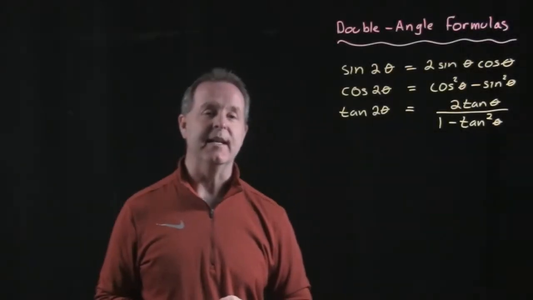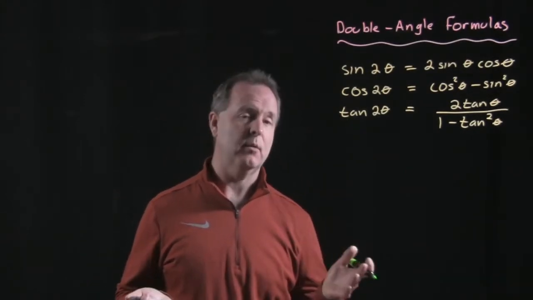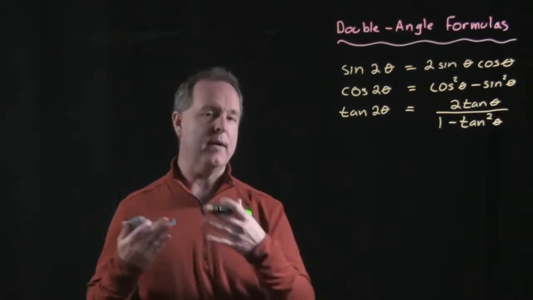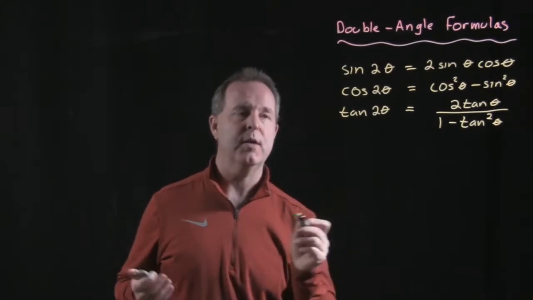The next set of identities that we're going to begin to explore are called the double angle identities, or the double angle formulas. Now we can derive these based on what we've already been able to verify in the past. So let me show you what I mean.